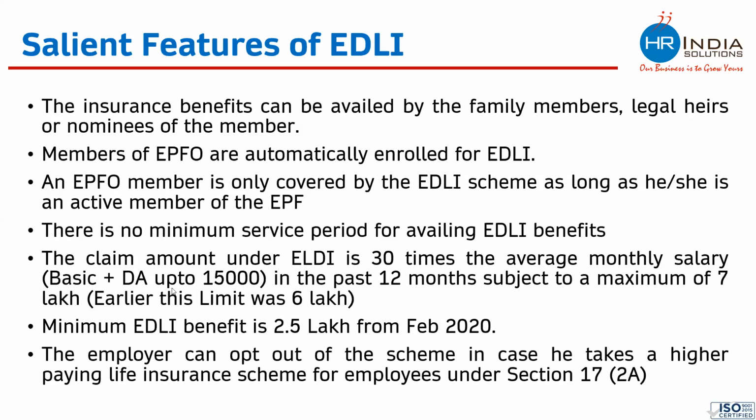And that salary would be basic and DA up to a maximum of 15,000 rupees. Not more than that would be considered as the salary for the EDLI calculation. The EDLI is only calculated up to 50,000 rupees in the previous 12 months, subject to a maximum of 7 lakhs. Earlier, this limit was 6 lakhs, but recently in September, this limit has been increased to 7 lakh. And the minimum limit of this EDLI benefit is 2.5 lakh. So the family member of any deceased employee will get a minimum of 2.5 lakh rupees from EPFO on behalf of this EDLI.